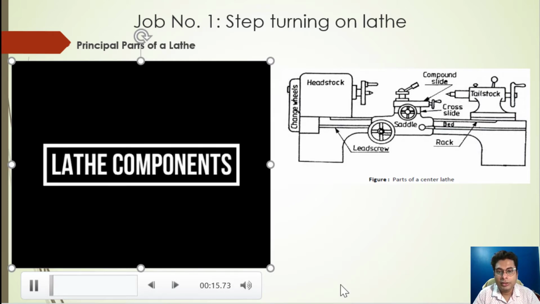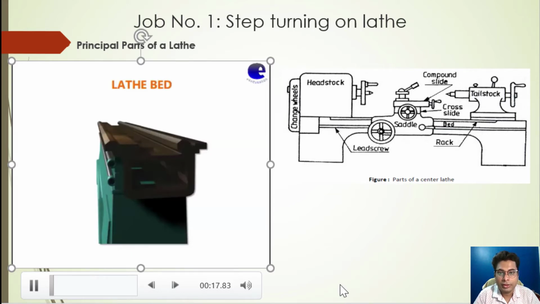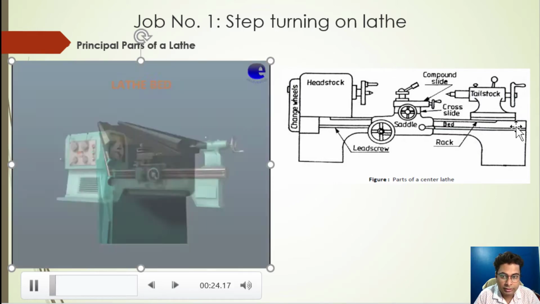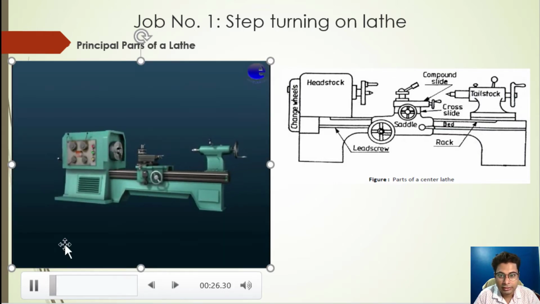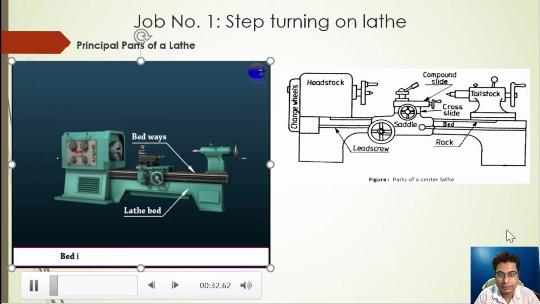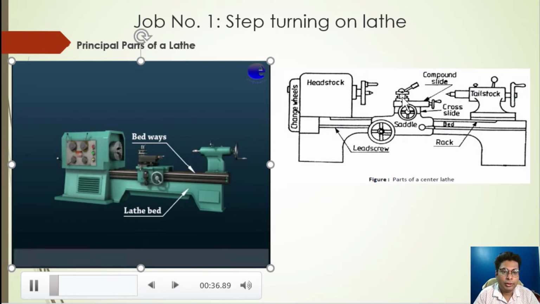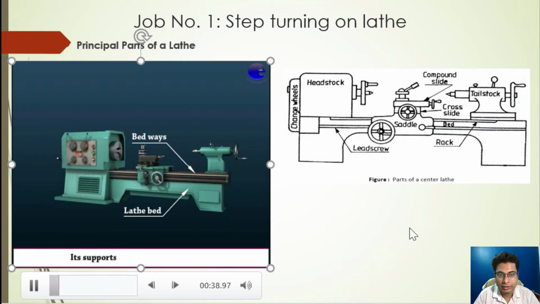This video is on lathe components. This is the bed of the lathe. From this side and from here to here, it is the bed of the lathe. Now you can see this from this to here. It is the bed of the lathe. Okay. These are the bedways. They are used for easy movement of the saddle.